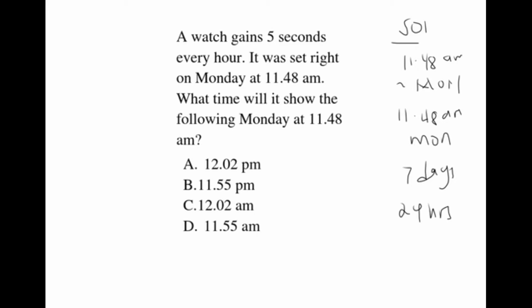1 day has 24 hours. Therefore, to get the number of hours which are within these 7 days, we take 7 multiplied by 24. It will give us 168 hours. And the question tells us that this watch gains 5 seconds every hour. So let us get the number of seconds which are gained within these 168 hours. We take 168 multiplied by these 5 seconds.